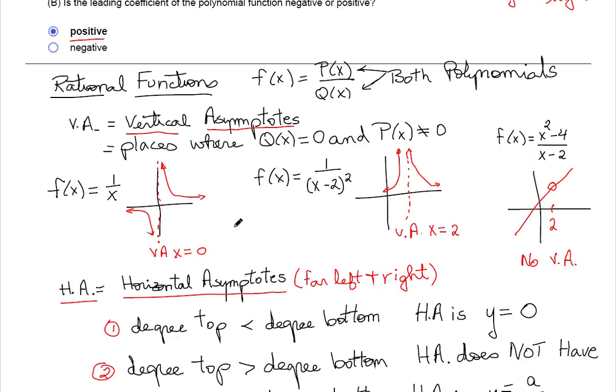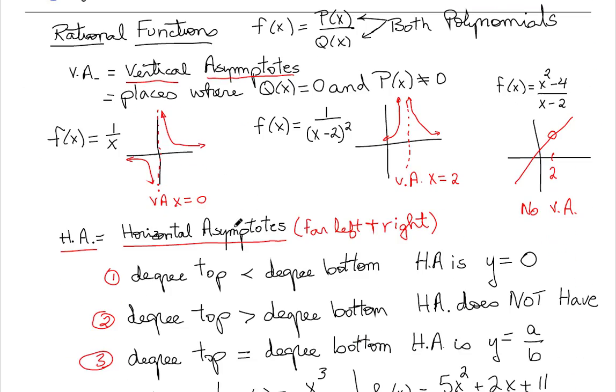All right, what about rational functions? What are these rational functions? Rational functions look like p of x over q of x, and both of these are polynomials. So, some examples, I could have 1 over x, 1 over x minus 2 squared. And here, x squared minus 4 over x minus 2.